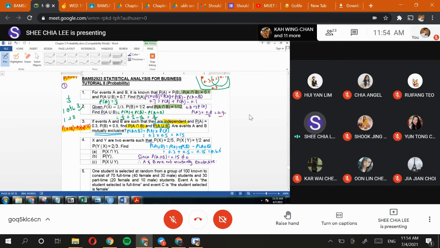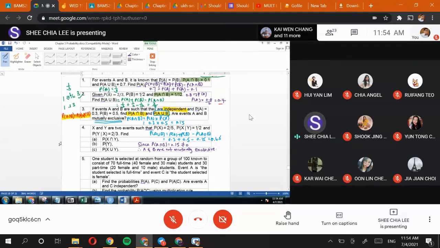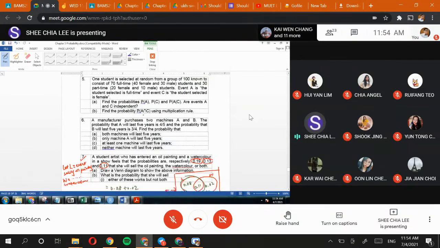Okay, all right. So now you check question 6. A manufacturer purchases two machines A and B. The probability that A will last 5 years is 4 over 5.